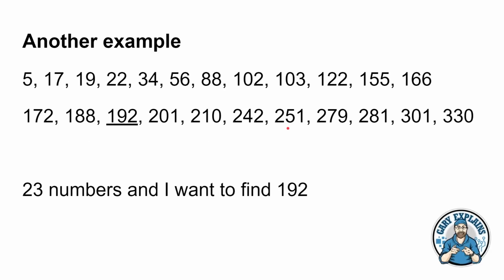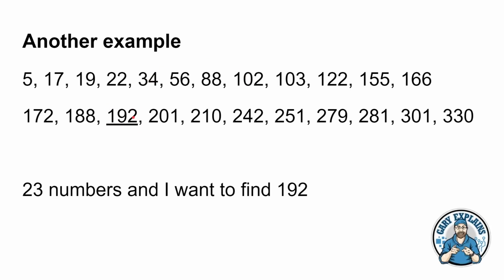So here's another example. We're not using a series of numbers, 1 to 15, 1 to a million. We're using a set of numbers. Here they are. There are 23 of them. They're different: 5, 17, 19. But one thing to notice, they are all in order. We'll talk more about this in a minute. They are all in order. There are 23 numbers here, and I want to find the number 192.